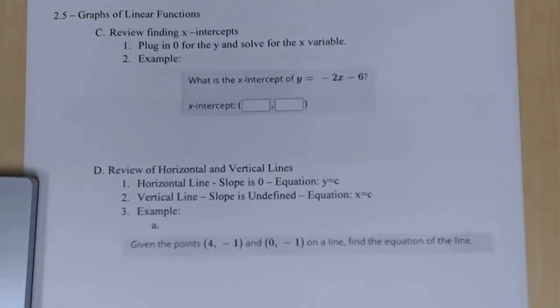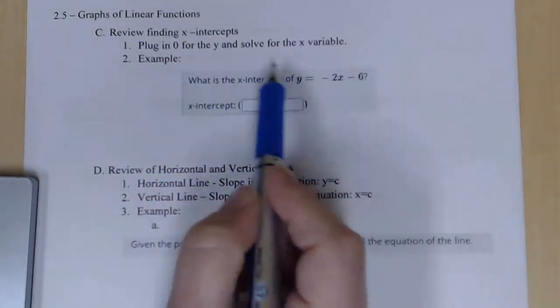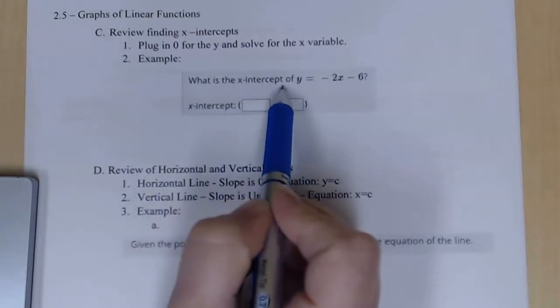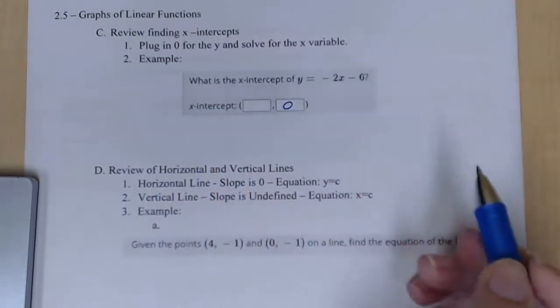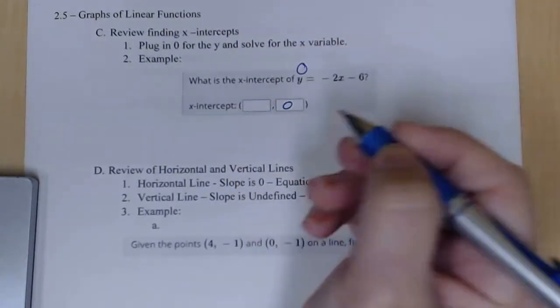It's the opposite of looking at your y-intercepts. So you're going to plug in 0 for the y and solve for the x variable. So here's an example. I want to find the x-intercept. I already know my x-intercept is always going to have a y value of 0. So I'm plugging in 0 right here.